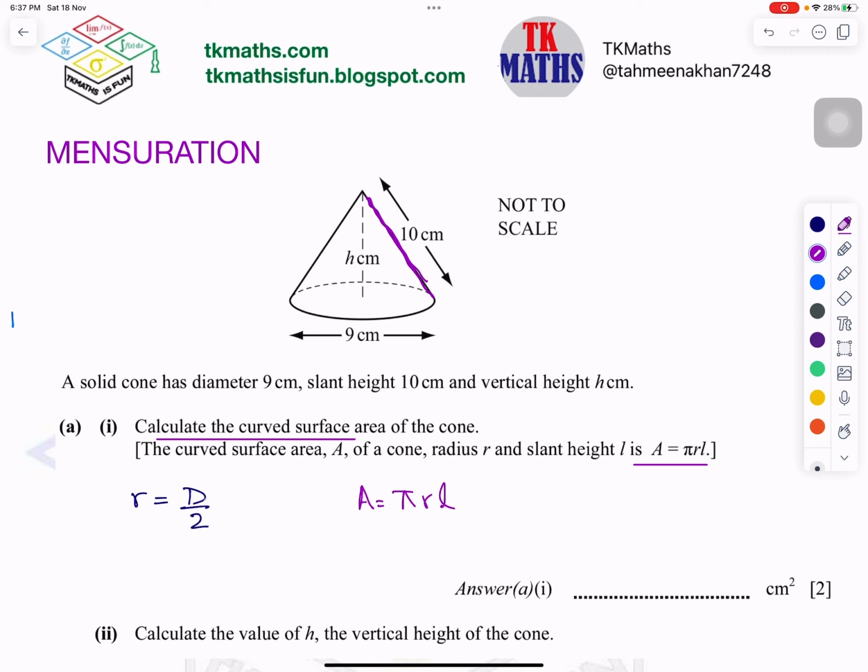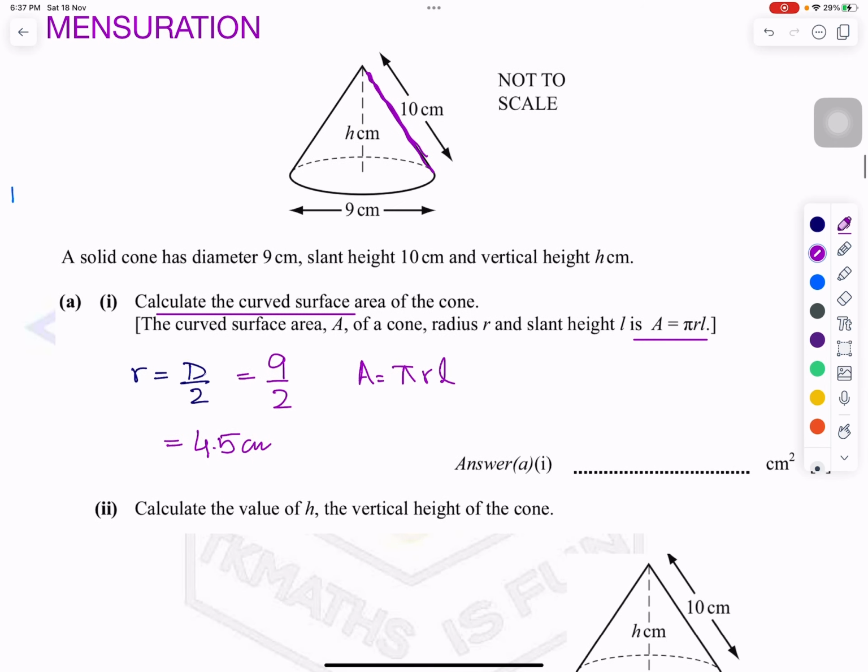If I apply this formula, pi RL, the radius is half of the diameter, so 9 divided by 2, which is 4.5 centimeter. So the curved surface area of the cone will be pi, r is 4.5 and slant height is 10. You can use pi as it is in the calculator, or 22 upon 7 or 3.142. If nothing is mentioned in the question, your choice. If you substitute this in the calculator, your answer will come 141.39. And usually we give the answer in 3 significant figures, so it will be 141.